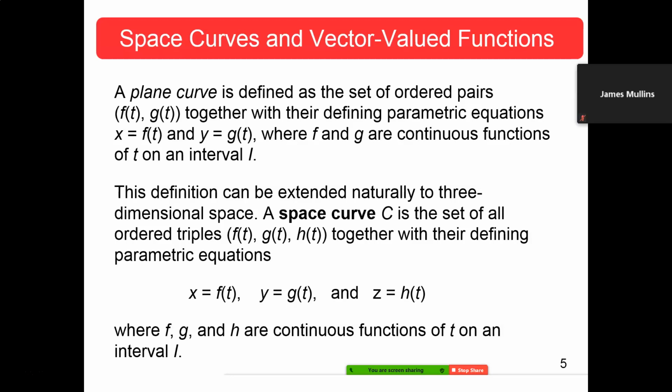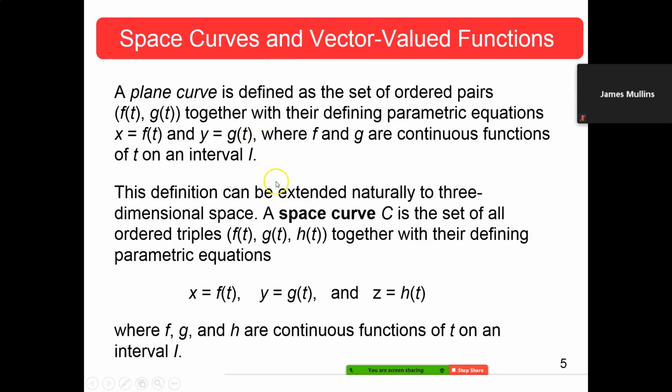A plane curve is defined as a set of ordered pairs f of t, g of t, together with the defining parametric equations, x is equal to f of t, y is equal to g of t, where f and g are both continuous functions of the parameter t on some interval I. Now that's a plane curve. That definition can then be extended naturally to 3 dimensions in space.